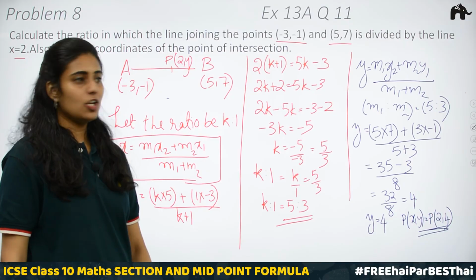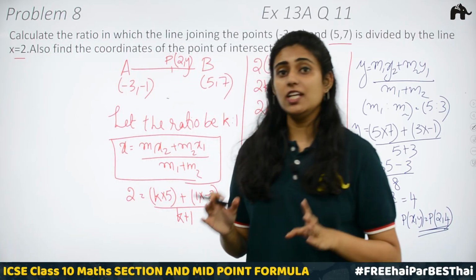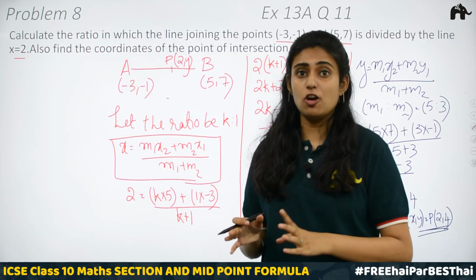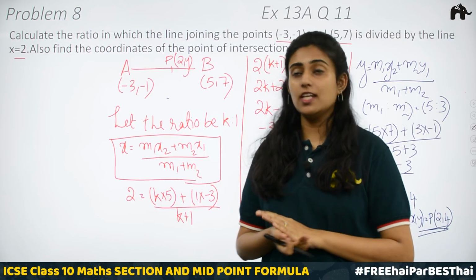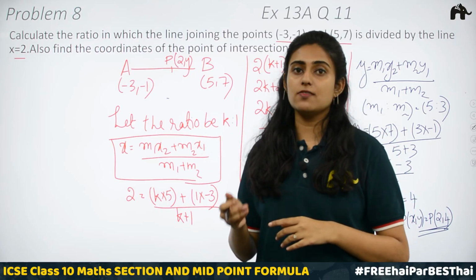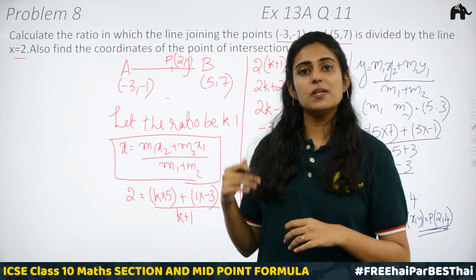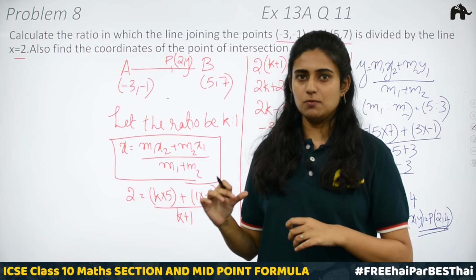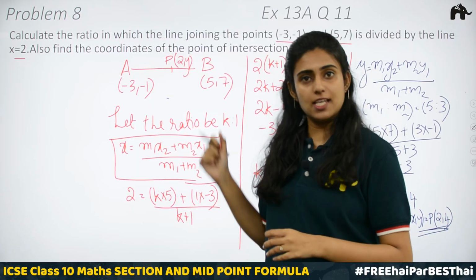Clear? Now we will be able to solve any question using the section formula. Only we need to study or memorize the section formula, that is x and y coordinates, to find x and y coordinates of the point of intersection. X is equal to m1 x2 plus m2 x1 divided by m1 plus m2 and y is equal to m1 y2 plus m2 y1 divided by m1 plus m2. Using this formula, we have solved all the questions that came in this section.